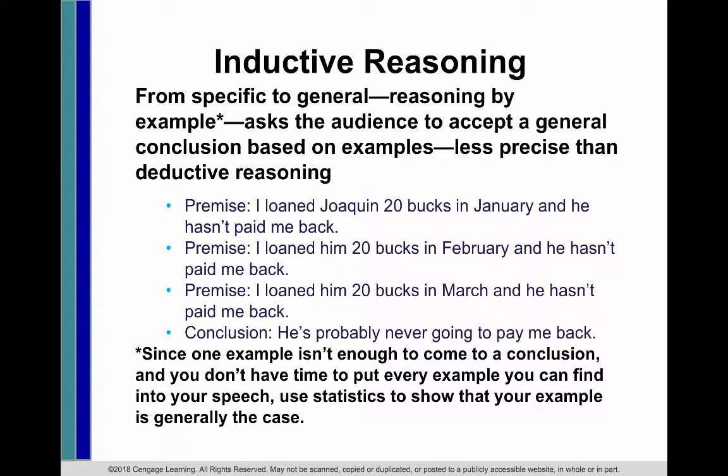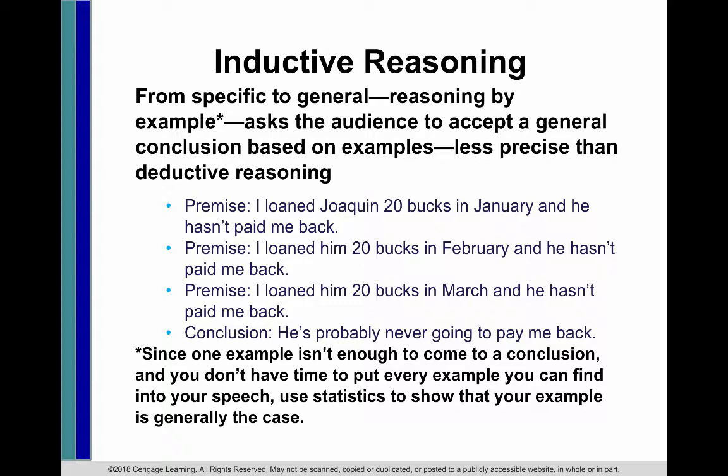Look at this example. I loaned Joaquin $20 in January and he hasn't paid me back. I loaned him $20 in February and he hasn't paid me back. I loaned him $20 in March and he hasn't paid me back. He's probably never going to pay me back. Now, based on these examples, that conclusion may indeed be correct, but there's nothing saying that it's absolutely true, and you can't come to any other conclusion than that.